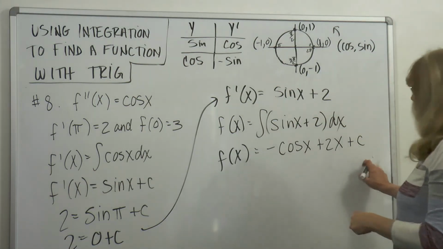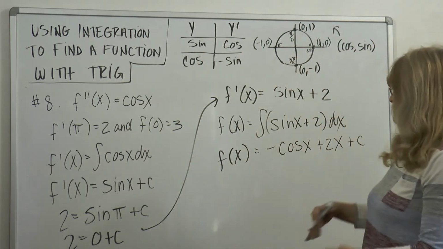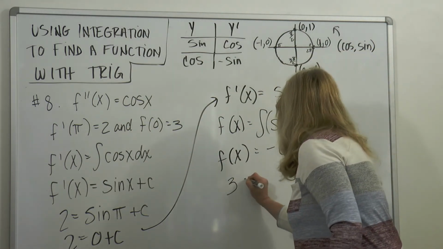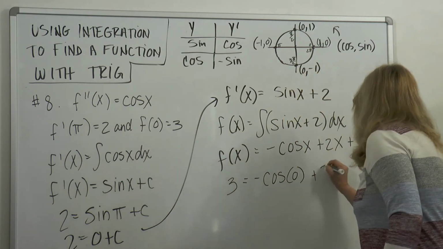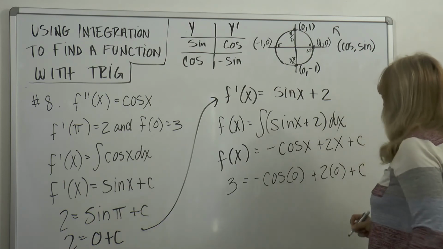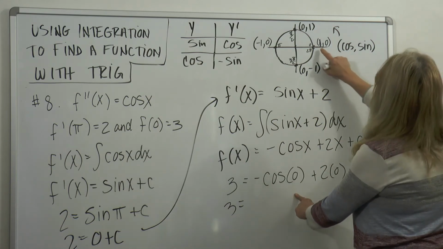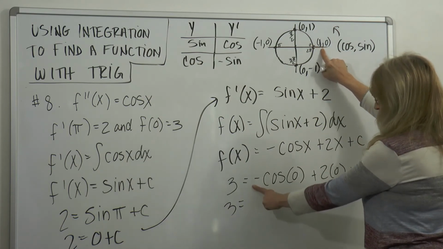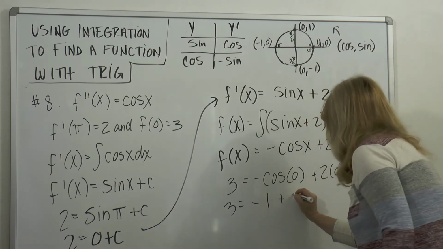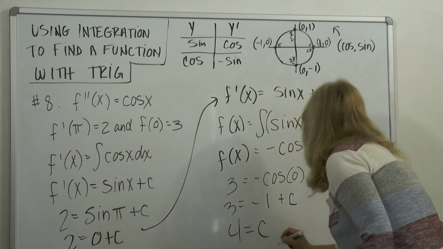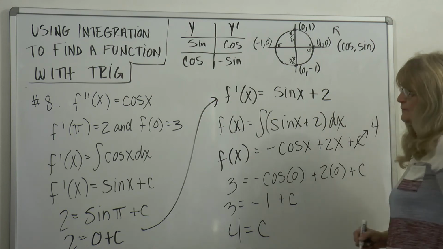All I have to do is find out what this c equals. I'm dealing with f, so I go here and I say, okay, when x is 0, the whole thing equals 3. So 3 equals negative cosine of 0 plus 2 times 0 plus c. All right. Go up here and say, okay, 0 radians is here. The cosine is 1. Don't lose your minus sign, just like before. And then that's just 0. So this just means 4 equals c. So you just write that as a 4.